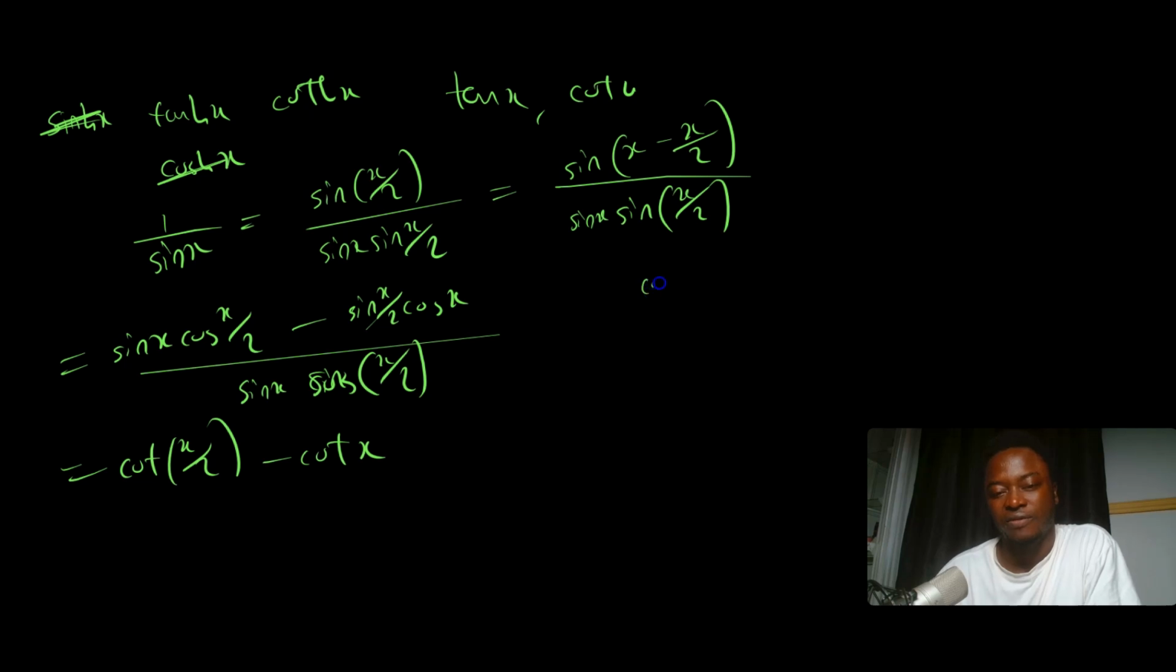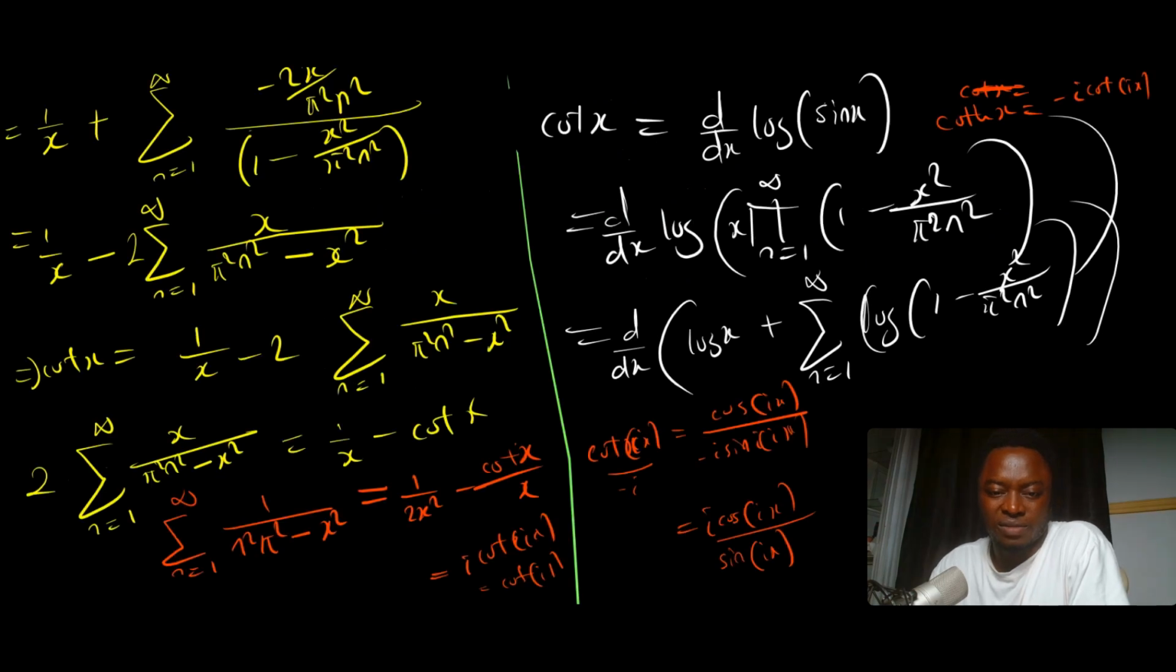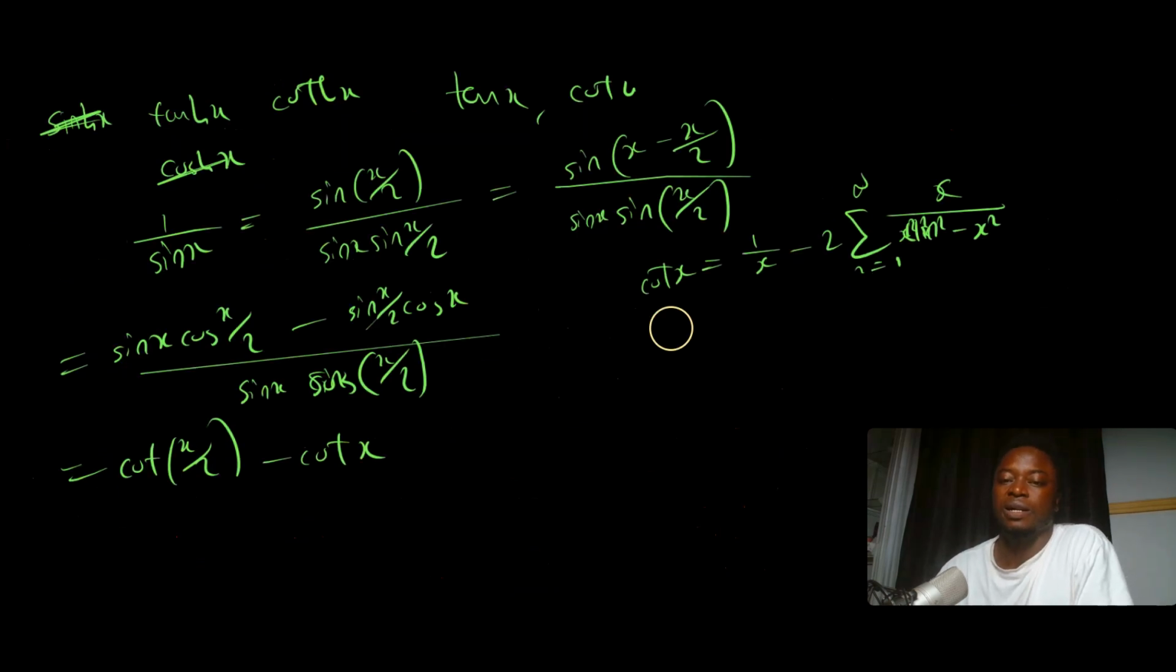We know that cotangent of x is equal to 1 over x minus twice the sum as n runs from 1 to infinity of x divided by pi squared n squared minus x squared. Let's check the previous board. n squared pi squared minus x squared. So now we need to find the series for 1 over sine.